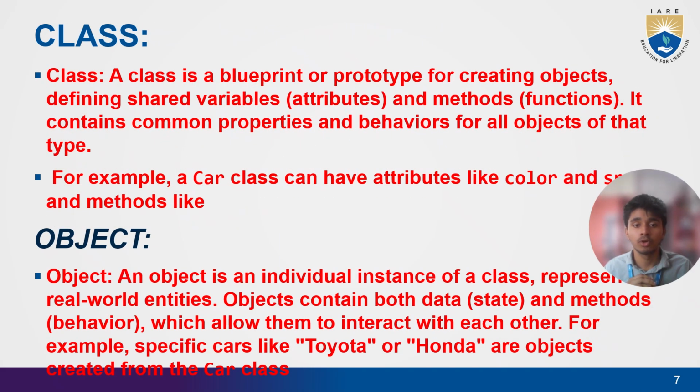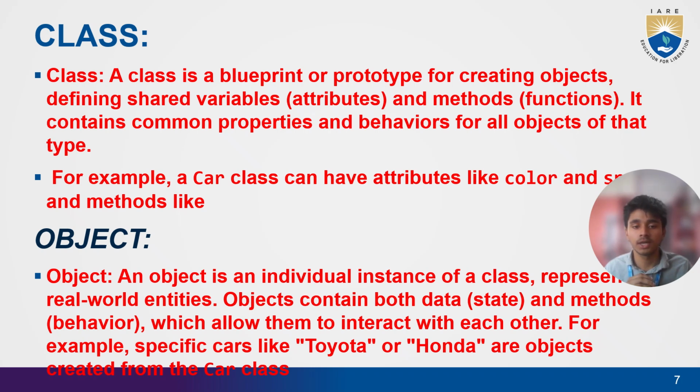Class. A class is a blueprint or a prototype for creating objects, defining shared variable attributes and methods, which are called functions. It contains common properties and behaviors for all objects of that type. For example, a car class can have attributes like color and speed, etc.